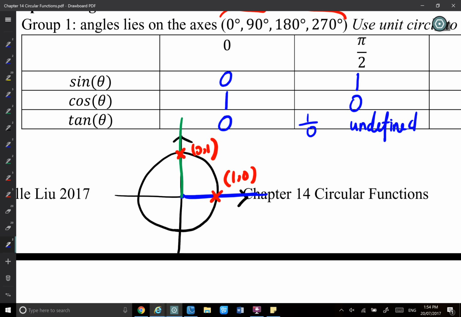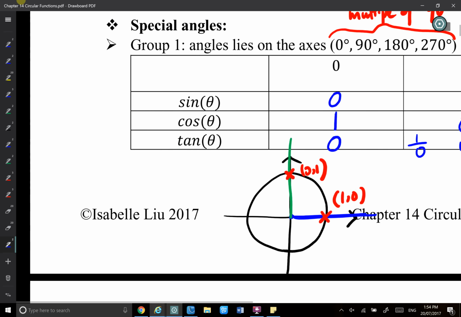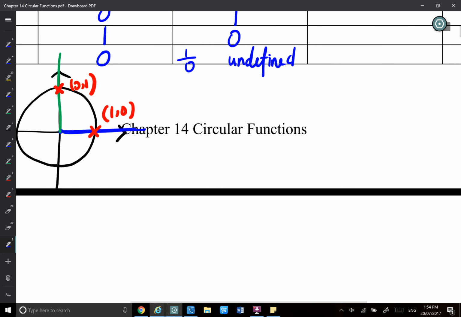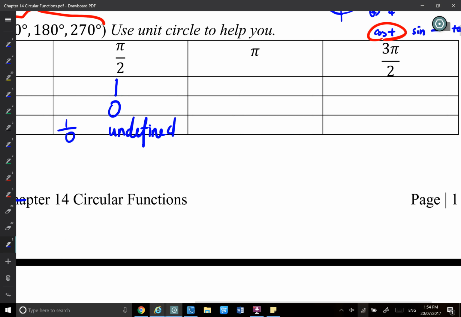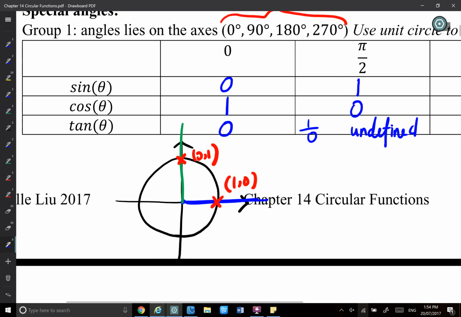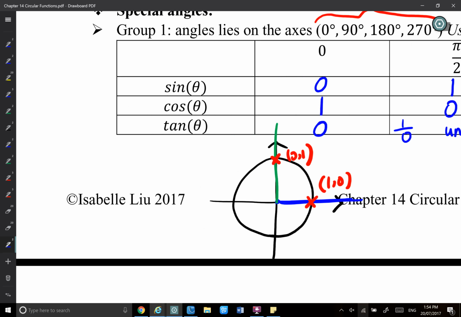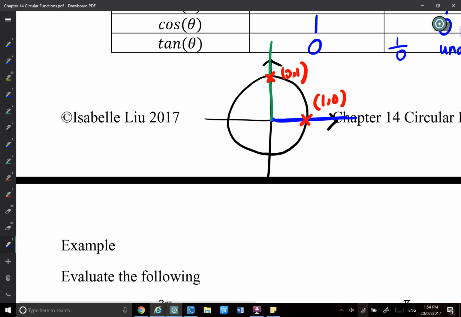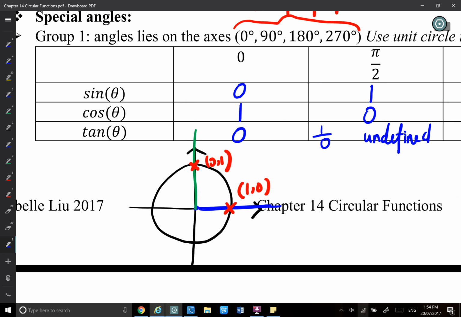Okay, you can use the same way to find pi and 3 pi over 2 for me. I need those 6 values here. I'll give you 1 minute to do that. The idea is to see the point of intersection. So if any angle is a multiple of 90 degrees, or say pi over 2, you will use this method. You will sketch it on the unit circle to see the point of intersection and say the value.